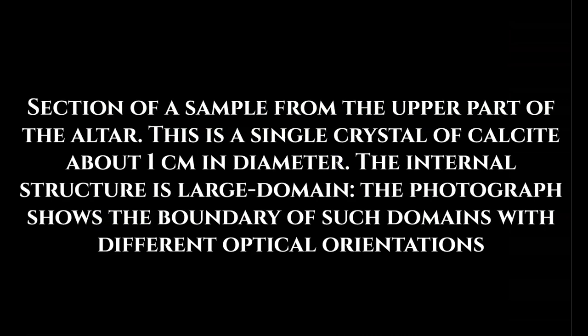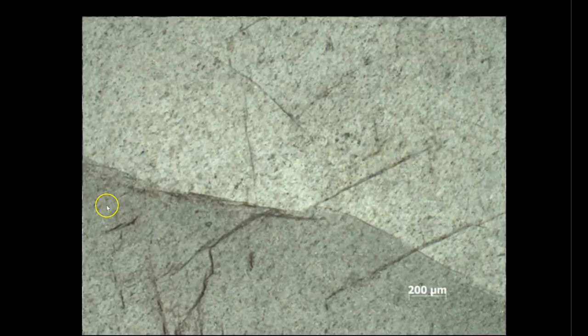Next, section of a sample from the upper part of the altar. This is a single crystal of calcite, about 1 centimeter in diameter. The internal structure is large domain. The photograph shows the boundary of such domains with different optical orientations. And this is that large single piece of calcite crystal here.